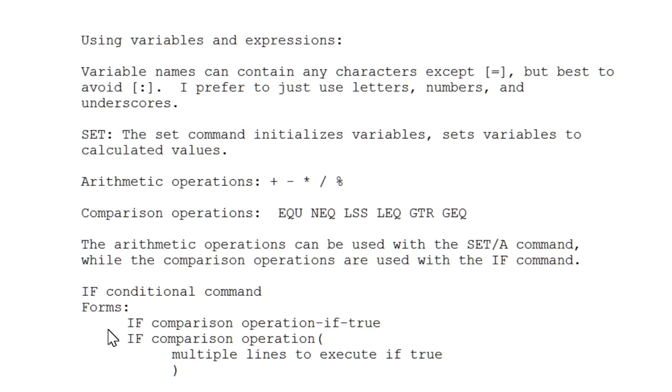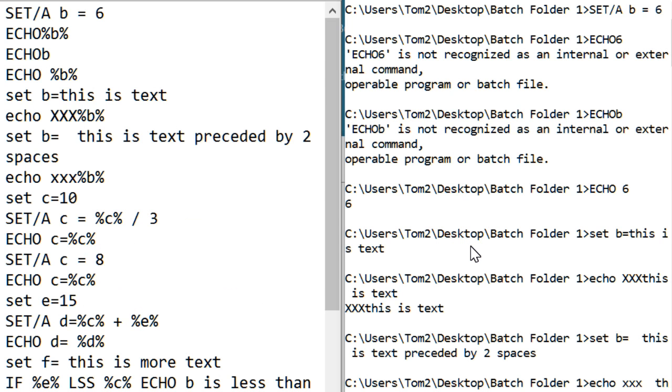The form you use if you want multiple lines of code executed when it's true is: if comparison operation, open parens, one or more lines of code. Each line of code stays on a single line, and then after the last code line, the closing parenthesis. There are other forms of the if that we will be going over later, but the code example will show this one.